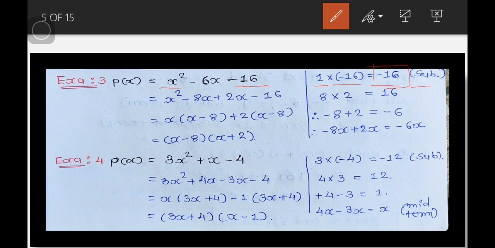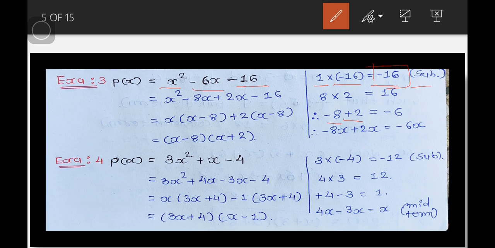Now we first reduce 16 into such factors that we do subtraction and we can find the middle term of 6x. So now we factor 16 as 8 times 2. Here we know that we do subtraction of 8 and 2, then we can find the middle term as 6. So the middle term is minus, so here we put minus 8 and plus 2.